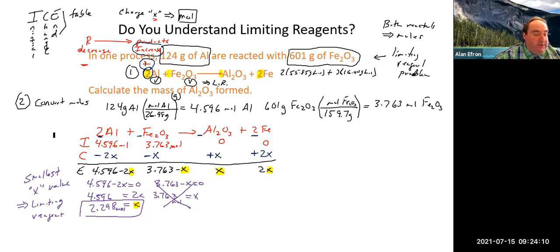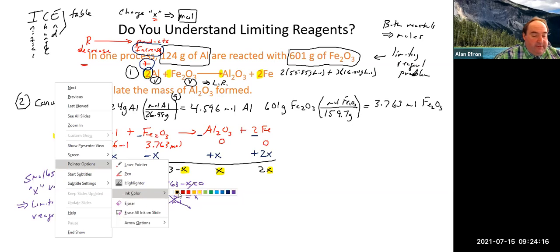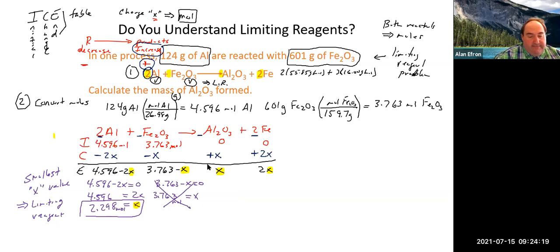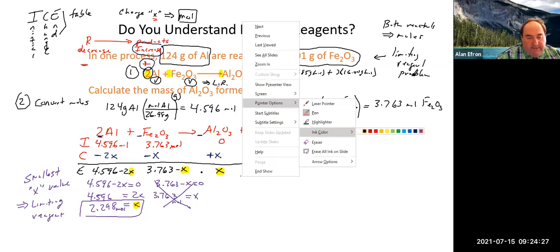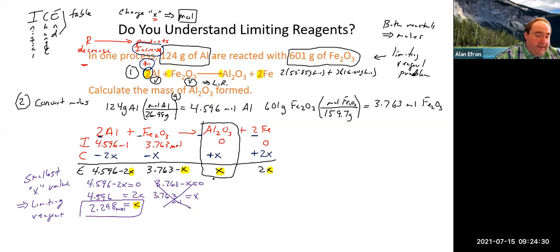And at that point, we now have information about pretty much everybody that we need. So let's start with the actual question, which was how much aluminum oxide would be produced. If we go to aluminum oxide, we see that at the end, it equals x. And what that means is the moles of aluminum oxide would equal x, which in our case would equal 2.298 moles of aluminum oxide, which if we were interested in moles, we would be done. We could put a box on it.